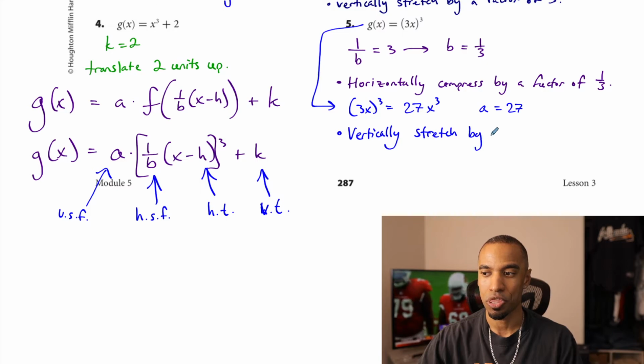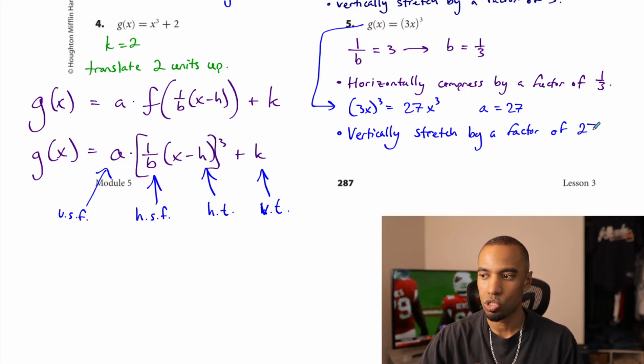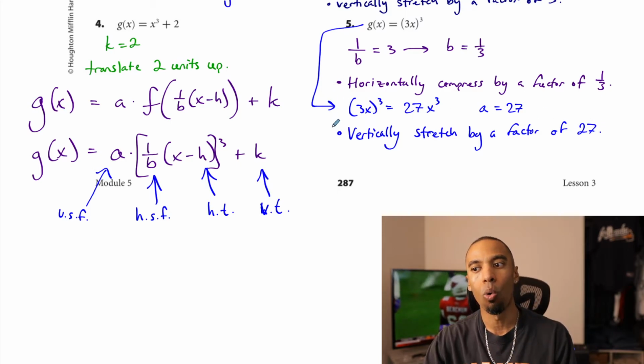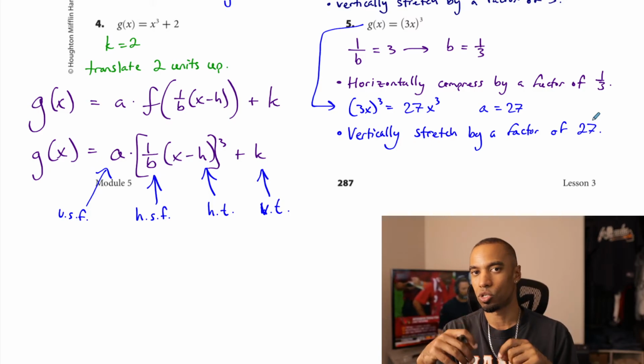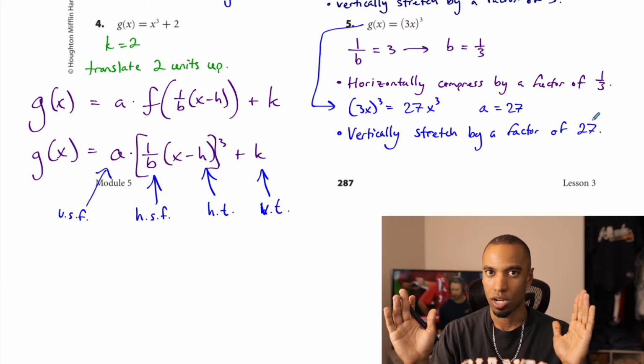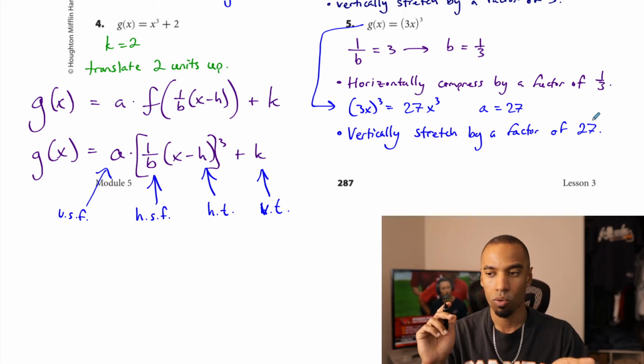These are the same thing. I know that seems weird, maybe you're not understanding what that means yet, but yes, these do run in tandem with each other. One or the other, not both. You don't horizontally compress and vertically stretch. Either you vertically stretch this by 27 or horizontally compress by 1/3, and you'd get the same graph regardless. So either or, you would get the same thing.